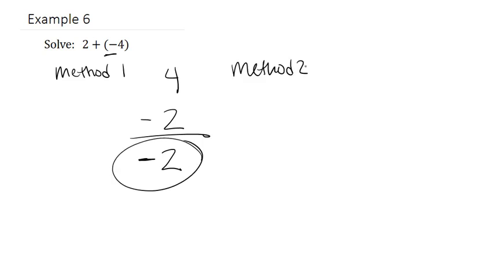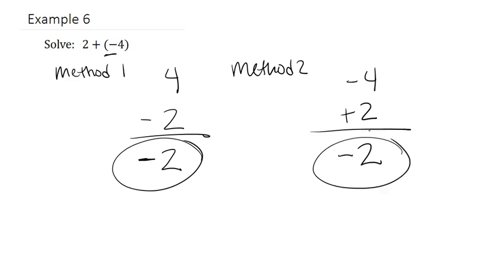Method 2 would go like this. You go negative 4 plus 2. So we start out with negative 4 and we add 2 positive numbers to it. So that would get us to negative 2, as we're just increasing from negative 4, moving to the right on the number line 2 points. So either way gets us to the same answer, depending on your method to solve for it.